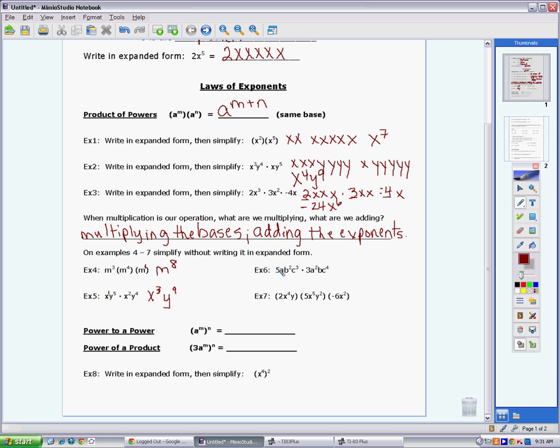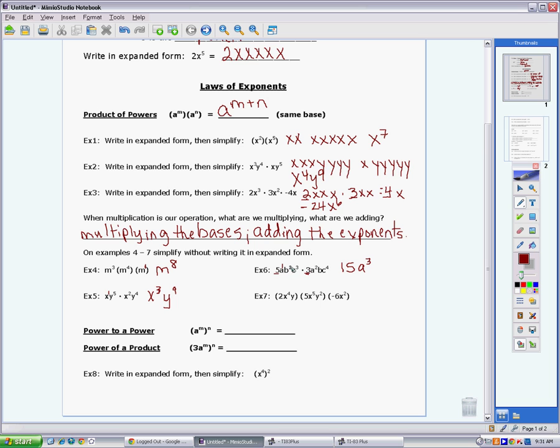Number 6. I'm going to go ahead and multiply my coefficients together first. So I've got 5 times 3, and that gives me 15. Then I'm going to look at my bases. I have 3 different bases. So I've got a. So I'm going to look at my a's. I've got 1 a here and 2 a's here. So I add those together, and I get a to the 3rd.